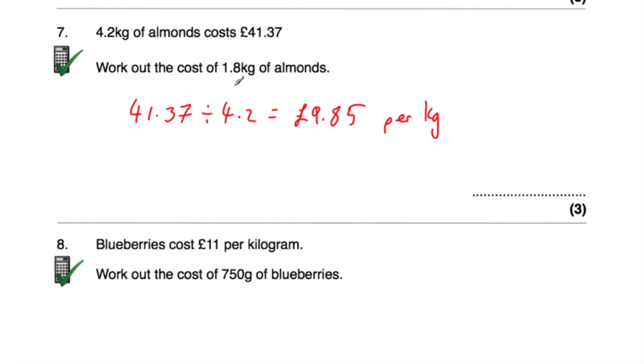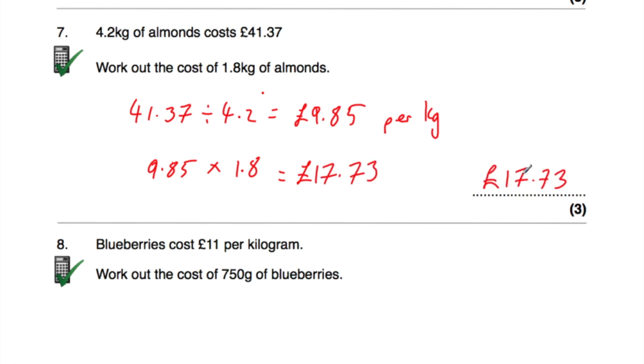Now we've been asked to work out the cost of 1.8 kilograms of almonds. So we just need to multiply the cost per kilogram by how many kilograms are bought to find the cost of the almonds. So if we take our £9.85 and multiply that by 1.8, that'll be the cost for the 1.8 kilograms of almonds. That's equal to £17.73. So that's our answer.